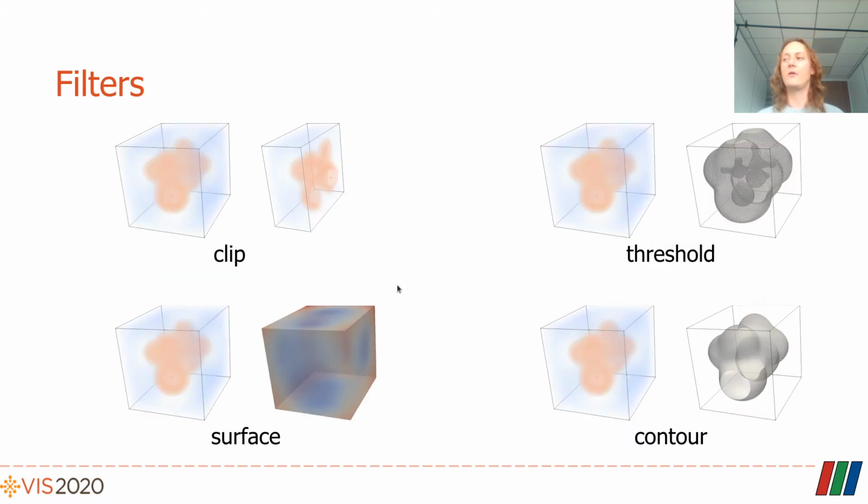Here are some examples of commonly used filters. The clip filter, which allows you to cut the dataset using a plane, using a cylinder, using a box, and there are other options. The surface filter, which extracts the surface of the dataset, so it will be a polydata. The threshold filter, which allows you to extract all the cells between a given scalar range. And the contour filter, which allows you to compute a contour at a given or several given iso values.